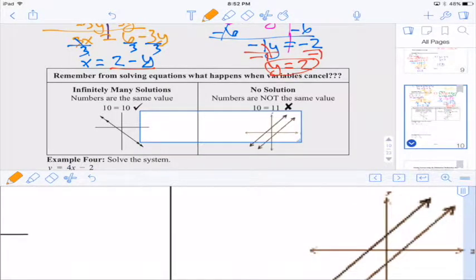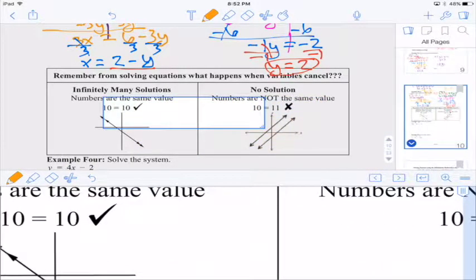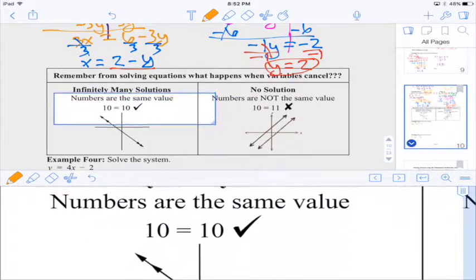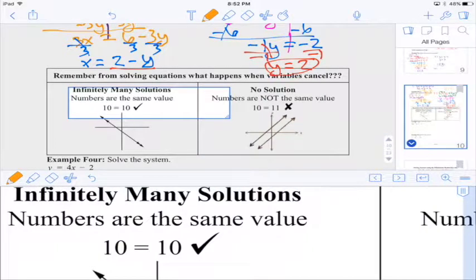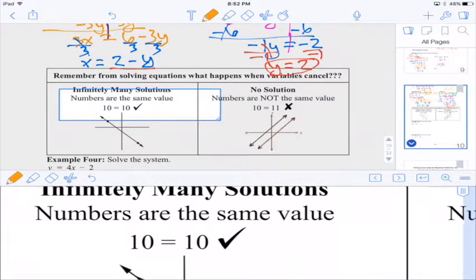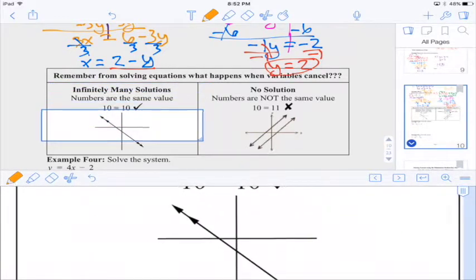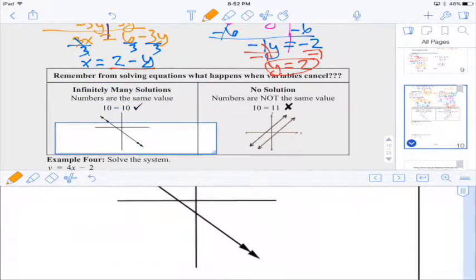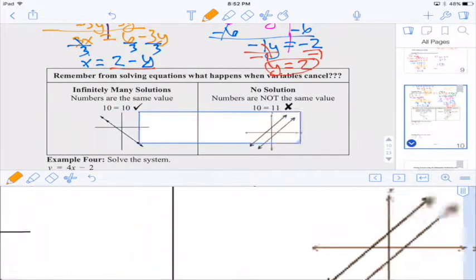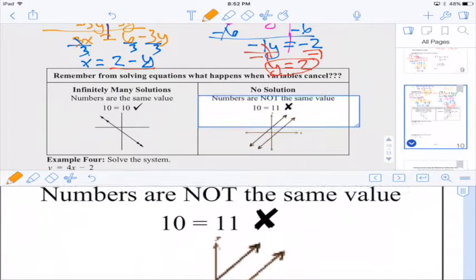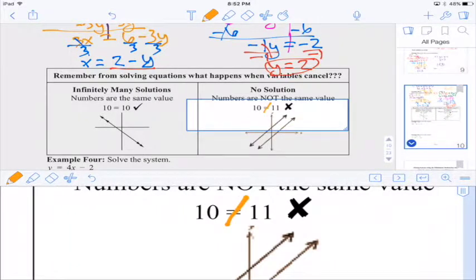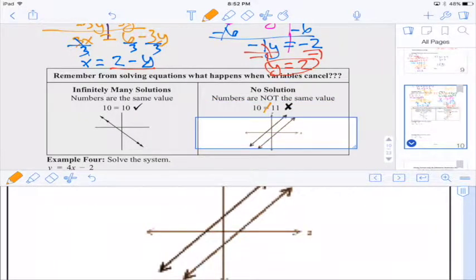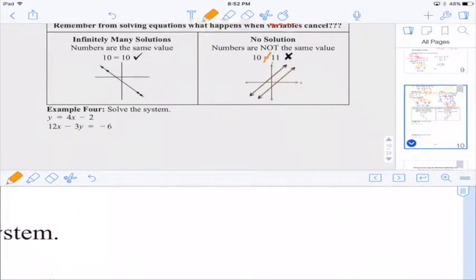Now, remember solving equations that we have these special situations? Sometimes both of the variables cancel and we get a number equals a number. If it's a true equation, then this is infinitely many solutions. So essentially, by the graph, this is the same graph, right? They're on top of each other. On this one, we have parallel lines, right? This is where the variables cancel and we get an untrue statement. So this is when they're parallel and there will be no solution. It will never cross.